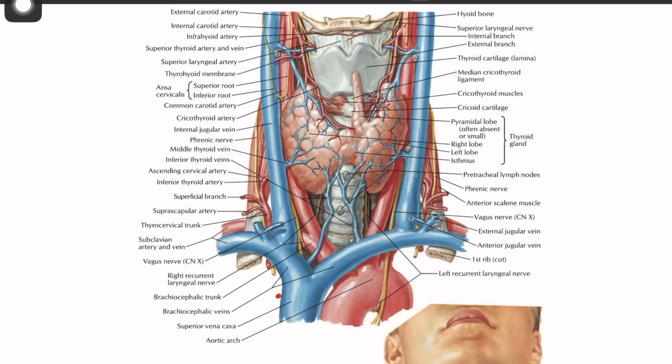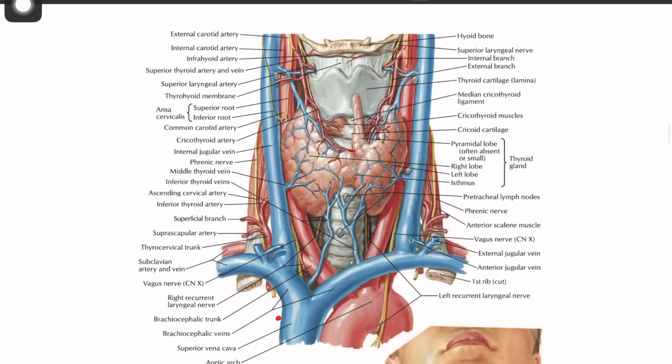So if you look here, this bit is the external carotid artery, and it gives a branch that's going down to supply the thyroid gland, and this is called the superior thyroid artery. Okay, so this one is the superior thyroid artery on one side. So superior thyroid artery and vein are specified on this side.